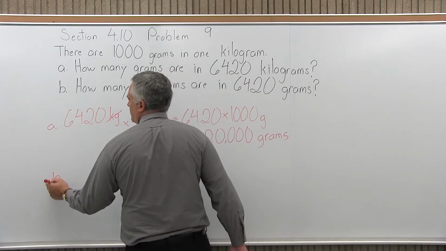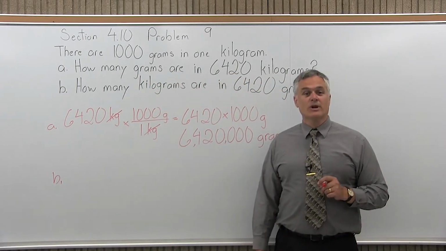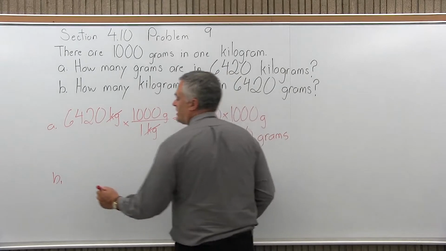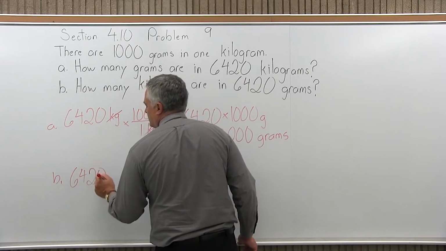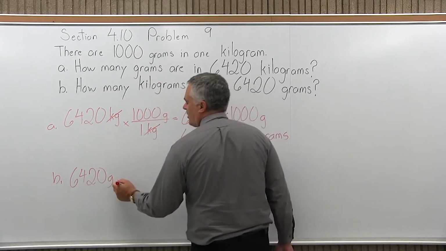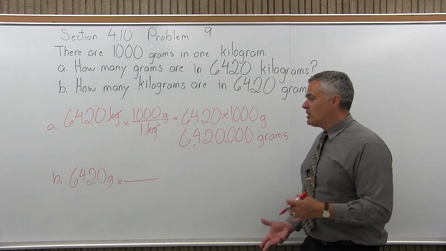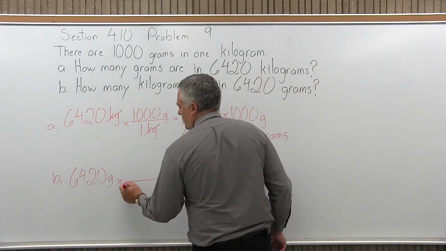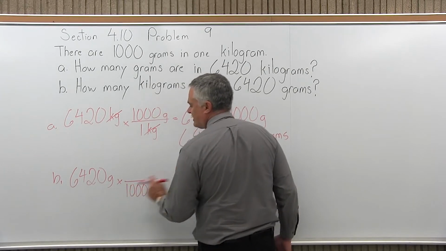Part B asks how many kilograms are in 6,420 grams. So again, start with a quantity that's known. So it's the same number, but different units. 6,420 grams is what you start with. Again, I'll use the abbreviation. I want to convert that to kilograms. So to convert to a different unit, I'm going to multiply it times a 1. I'm going to put the units of measure that I want to cancel in the denominator.